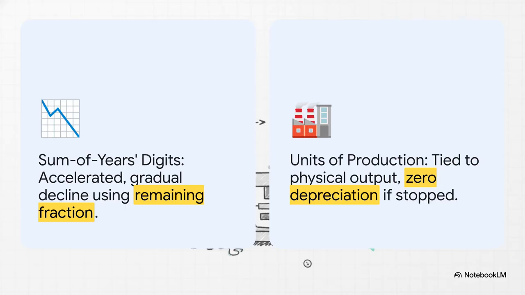Let's contrast our final 2 methods. First up is sum of the year's digits. Like DDB, this is an accelerated method, but it forces a much more gradual decline using a fraction of the asset's remaining life rather than a flat percentage.